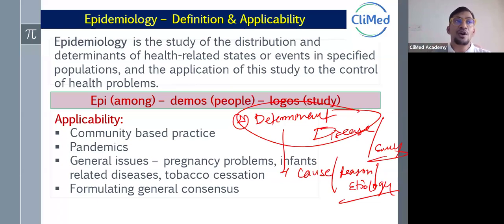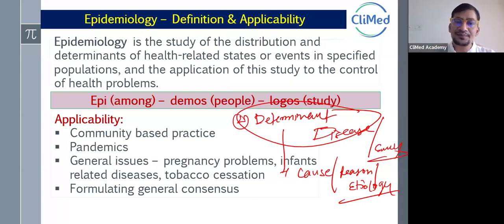We are studying a specific population related to a specific disease, and the disease's distribution and determinants, the causative agents, the cause of the disease, and how it is distributing into the different levels of the population, whether gender, age, whatever it is, right? So three things you have to remember here. First is the specified population with the event or the disease, then the distribution, and then the determinants. So epidemiology is the study of the distribution and determinants of health related states or events in the specified population.